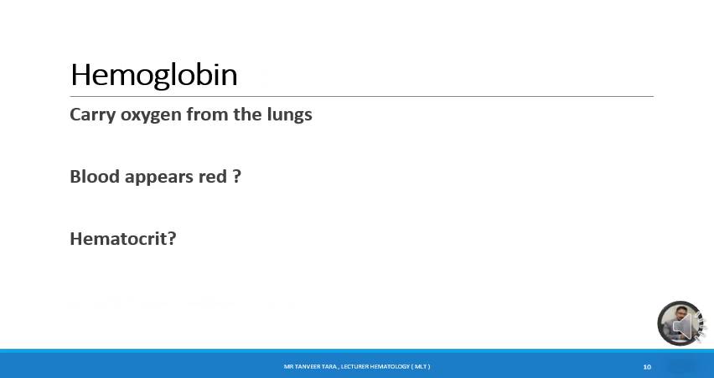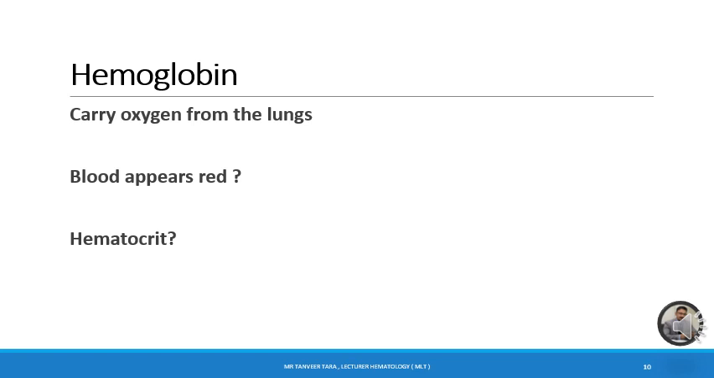While discussing the red blood cells, we cannot ignore hemoglobin, because hemoglobin has a very important role: carrying oxygen from the lungs and then returning carbon dioxide. The color of blood appears because of the large number of red blood cells, which get their color from the hemoglobin.